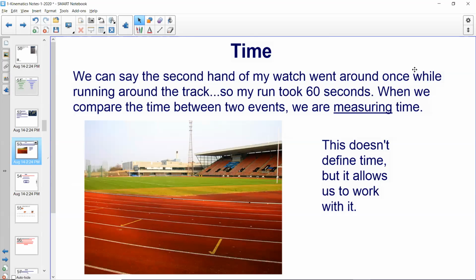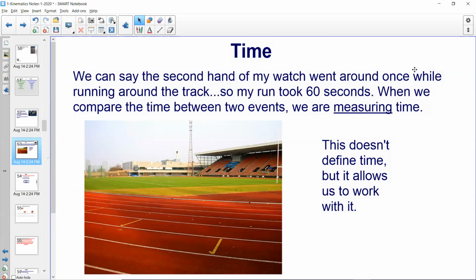When we compare the time between two events, we are actually measuring time. So we're not really defining it, we're measuring it. But by measuring it, it gives us a value that we can work with and use in computation. And just like distance, we usually talk about measurements of distance more than we talk about the meaning of distance. And same with time. We usually just talk about measurements of time rather than the meaning of time.